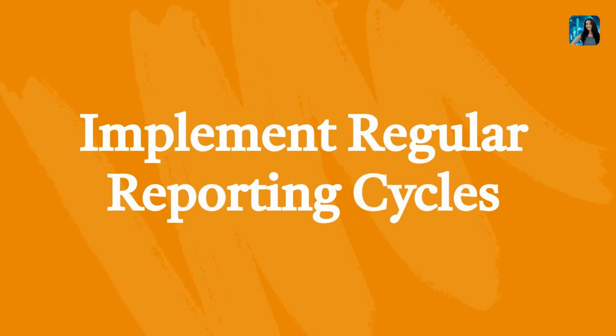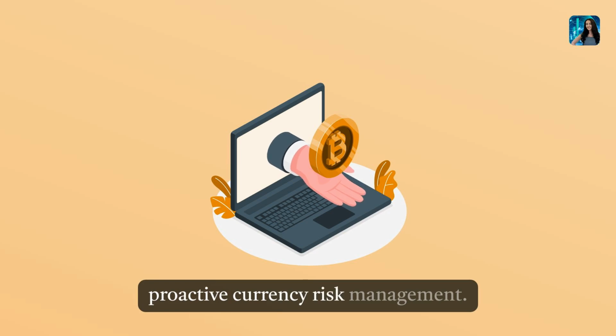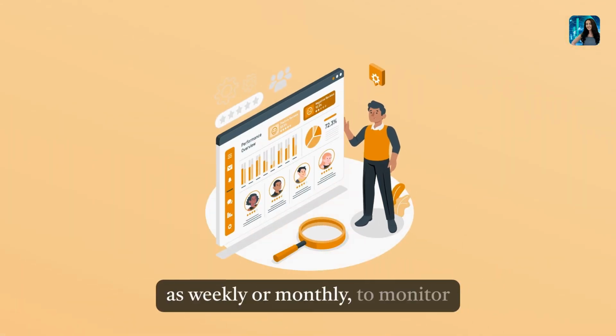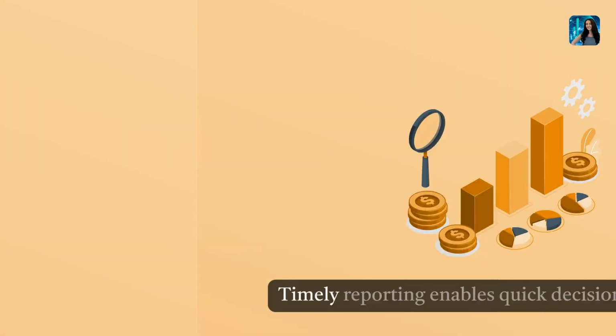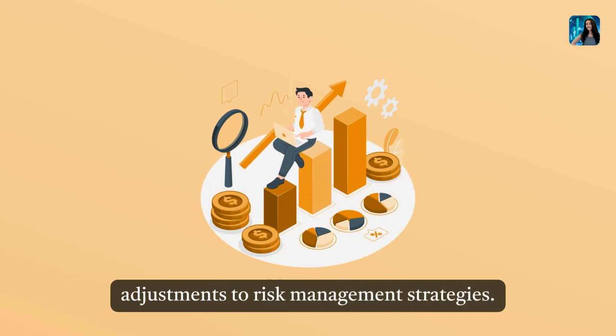Implement regular reporting cycles. Regular reporting cycles are essential for proactive currency risk management. Set up periodic reporting schedules, such as weekly or monthly, to monitor currency risk exposure and performance against established KRIs. Timely reporting enables quick decision-making and adjustments to risk management strategies.